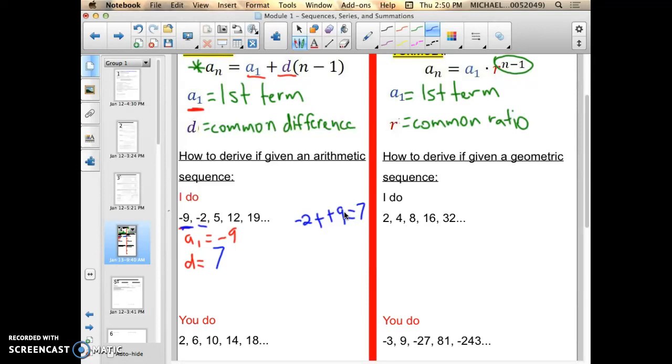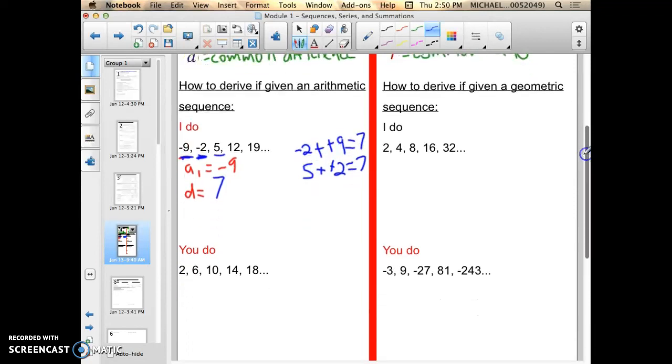We can check that math if we want to. I can then move on to the next term, the third term, which is 5, and subtract the term before it, which is negative 2. So 5 minus a negative 2 becomes a plus, so 5 plus 2 is 7. So the common difference in this case is indeed 7. So my first step is done. I've identified both pieces of the formula that I needed in order to come up with the specific explicit formula for this given sequence.